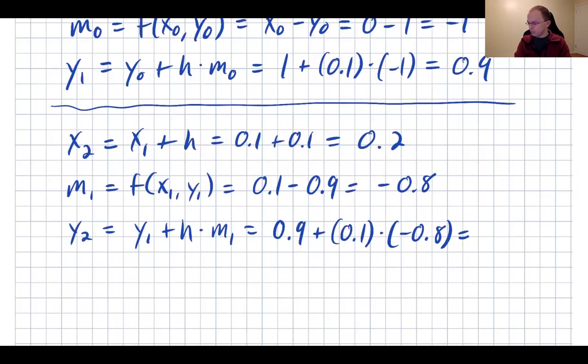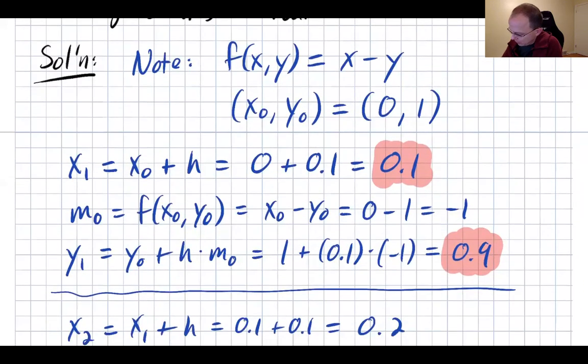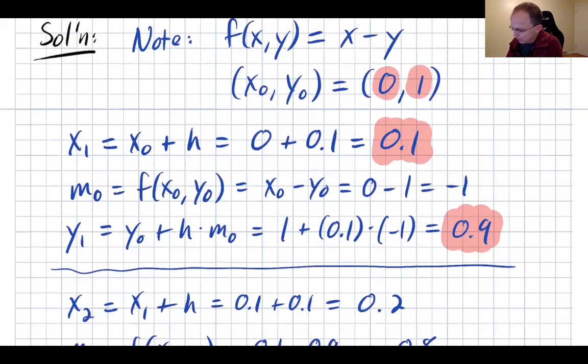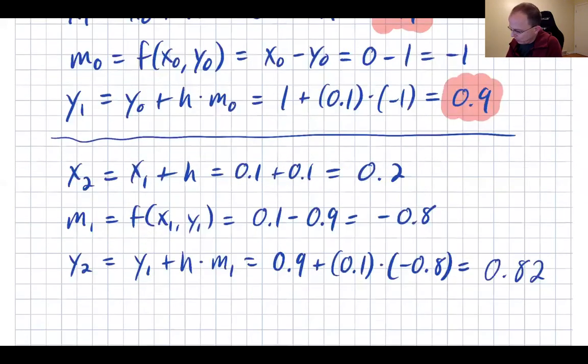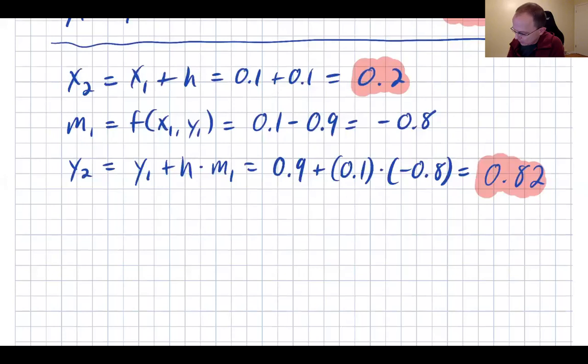So 0.9 plus 0.1 times minus 0.8. Okay, so that is 0.82. Maybe I'll just highlight these numbers that we're getting. So we have x1 is this. I'll highlight this stuff too. That's x naught, y naught. We have x1, y1, and we have x2, y2. Let's keep going.